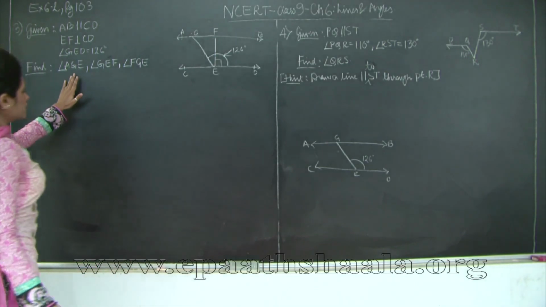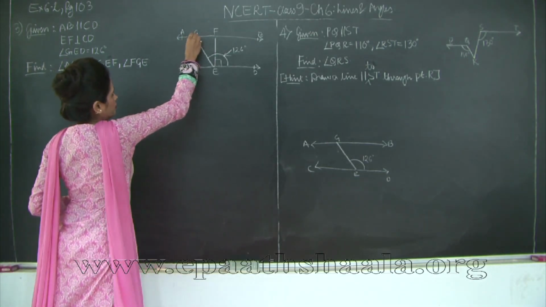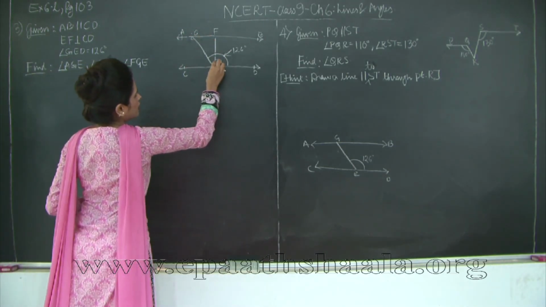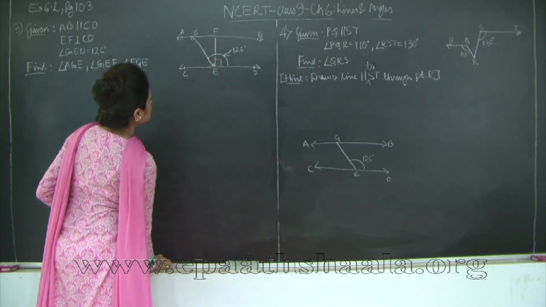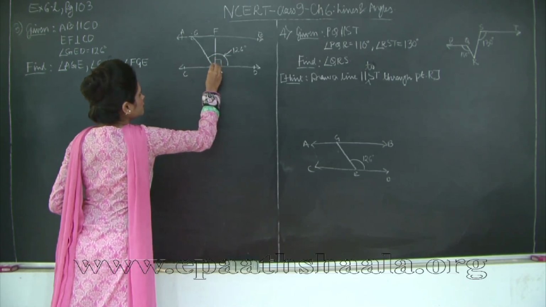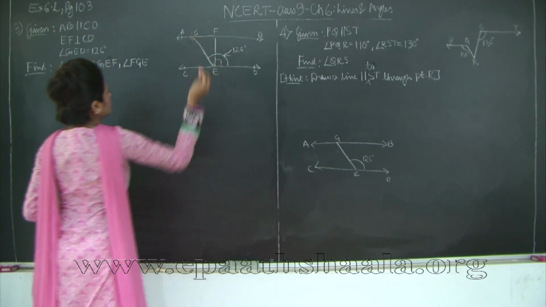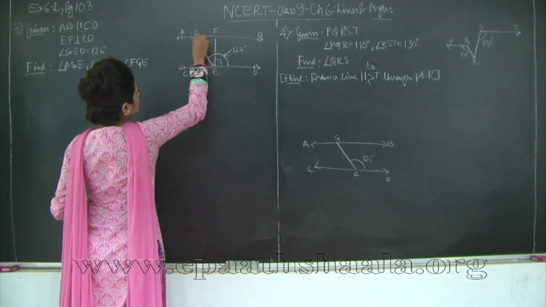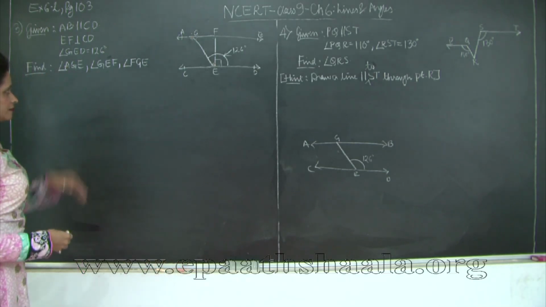We need to find out the measure of angles AGE, which is this angle, then GEF, which is going to be this small angle over here. So I'll just mark it with different colors. So this angle here, then this angle here, and FGE. So FGE would be this angle here. So we need to find out three angles. Let us see how we will do this.